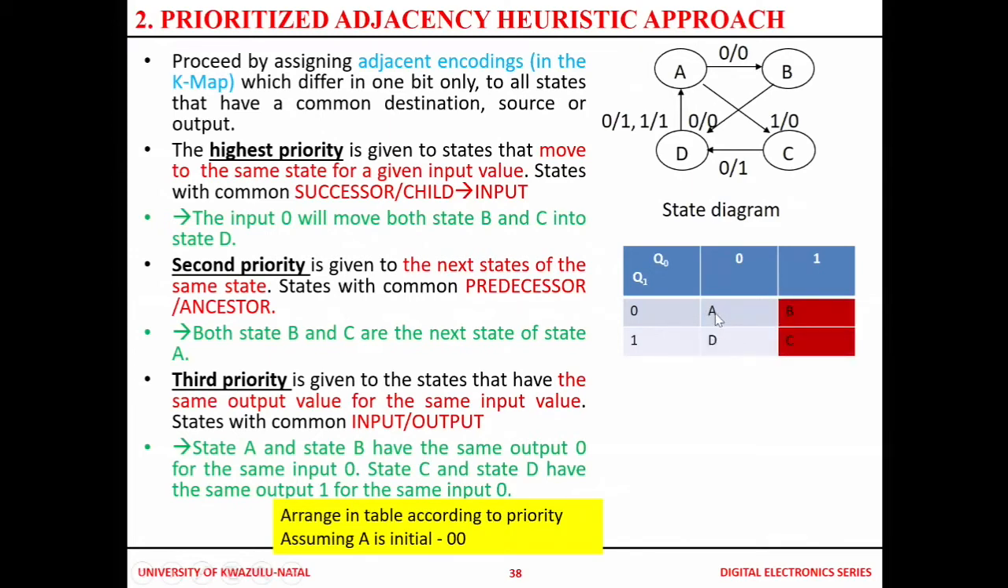If you place A here, first priority says wherever you put B, it should be next to C. So if I put B here, C should be there.